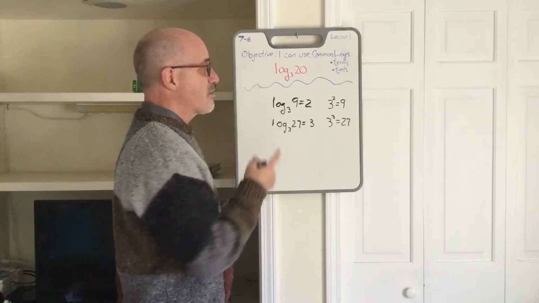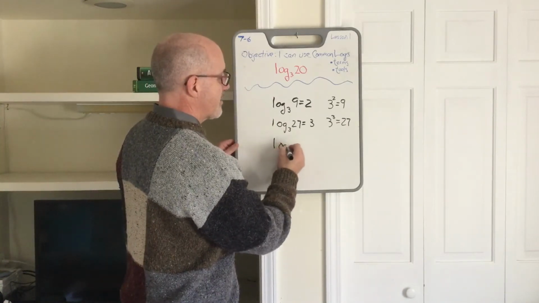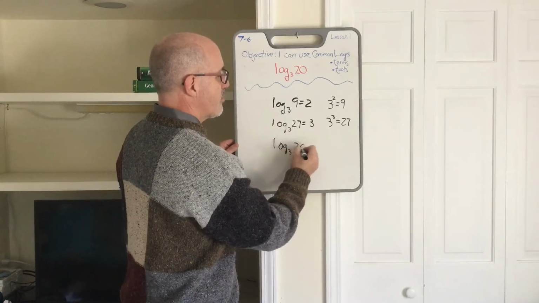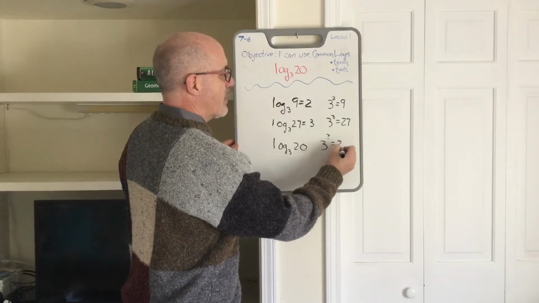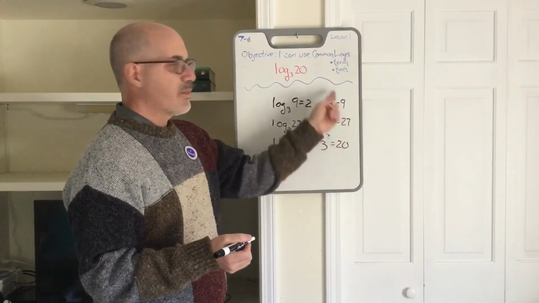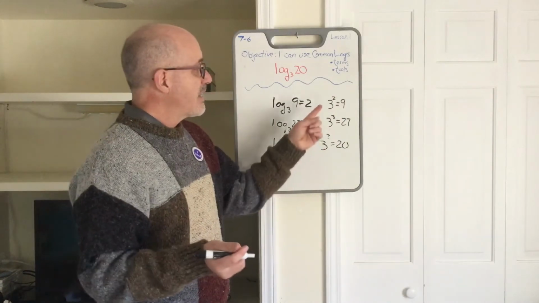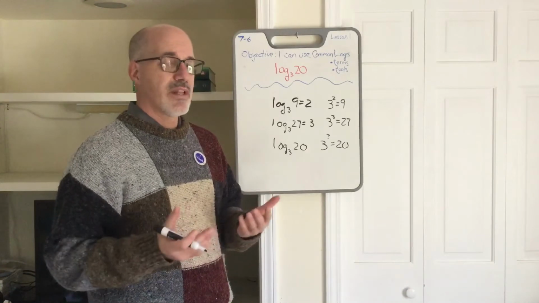But log base 3 of 20, we don't know, because what that's asking in essence is, 3 to what power is equal to 20? Well, since 20 is between 9 and 27, the exponent is going to be somewhere between 2 and 3. Well, how are we going to figure that out?